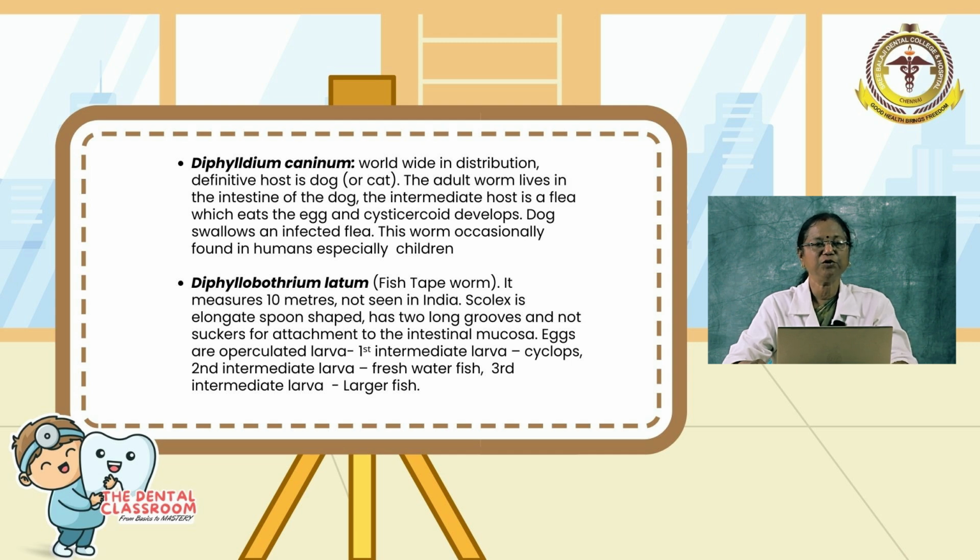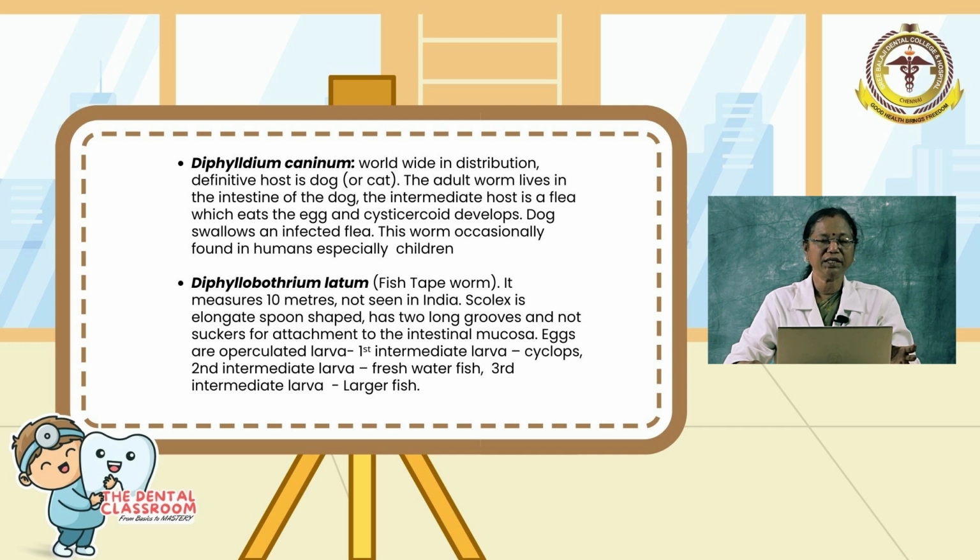The next one is Diphyllobothrium latum, which is again referred to as fish tapeworm. So each tapeworm is given a unique name. This is referred to as a fish tapeworm. It measures about 10 meters and it is not seen in India. The scolex, the head, is spoon shaped. Again, this was once asked as an MCQ question: the spoon shaped scolex is seen in which tapeworm? It is Diphyllobothrium latum. It has 2 long grooves and doesn't have suckers for attachment to the intestinal mucosa.